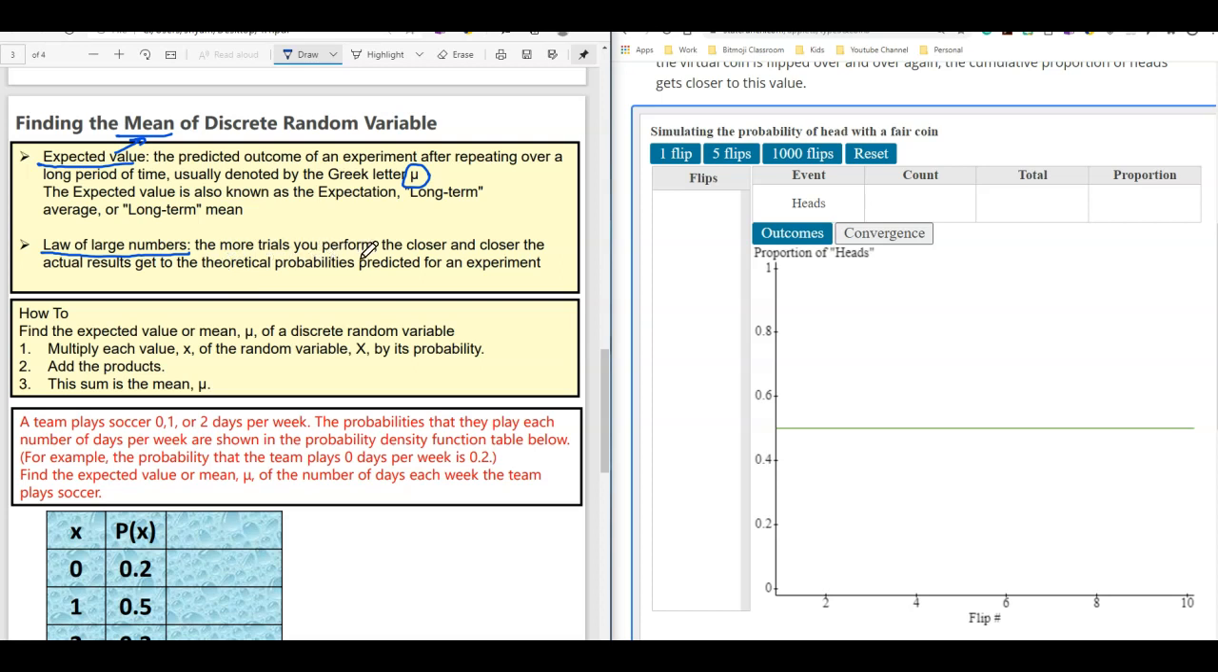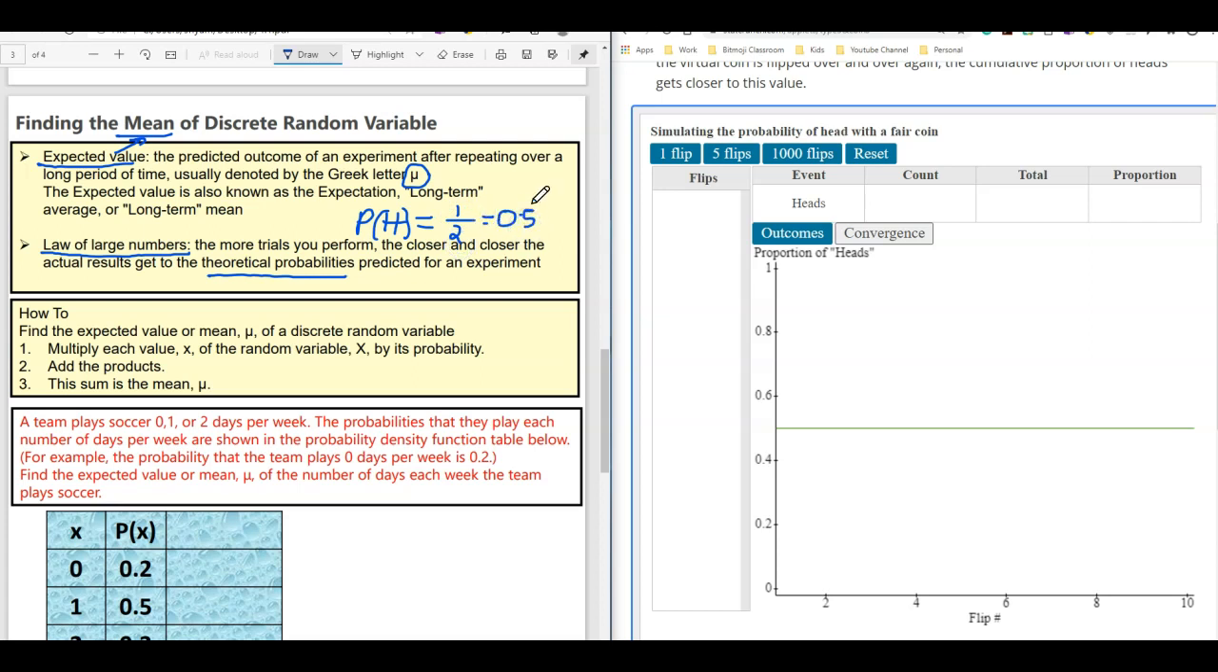The more trials you perform, the closer and closer you actually get to the theoretical probabilities predicted for an experiment. Now you might say, what? So let me ask you something. If I flip a coin, what's the probability of having a head? I'm going to pause for a second and wait for your answer, which is 1 over 2, right? And what is that? That's 0.5.